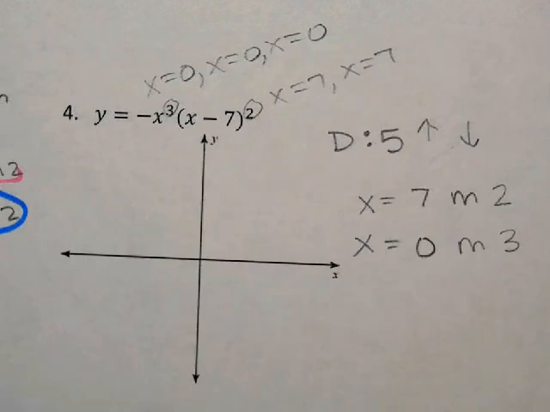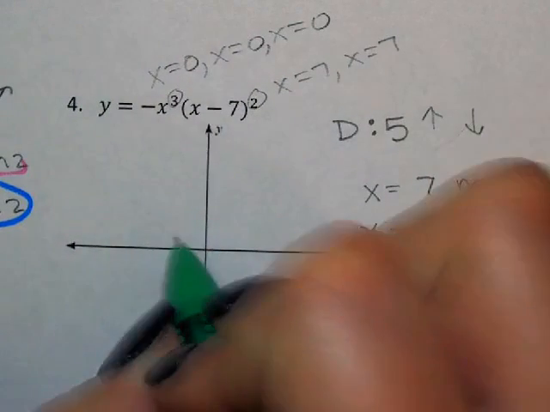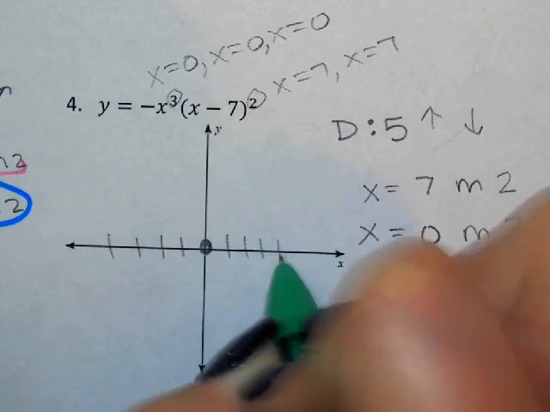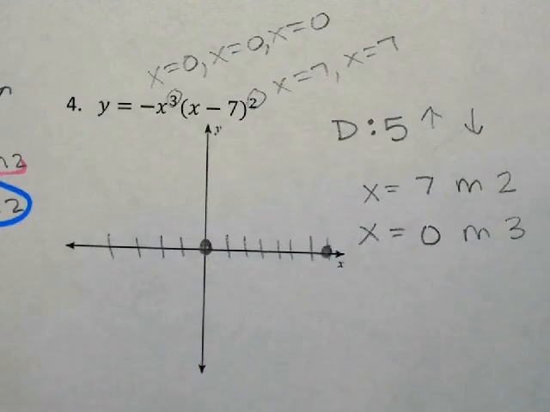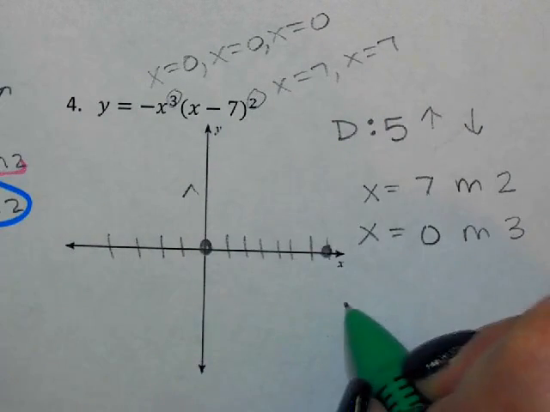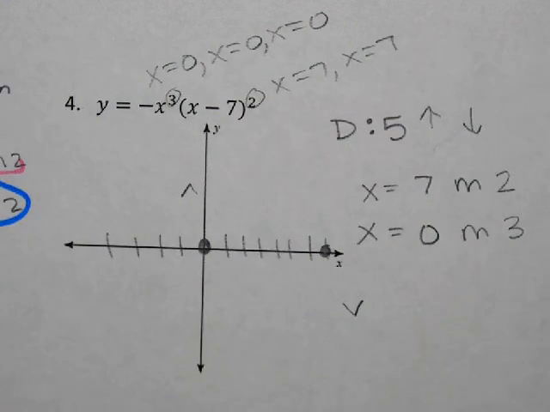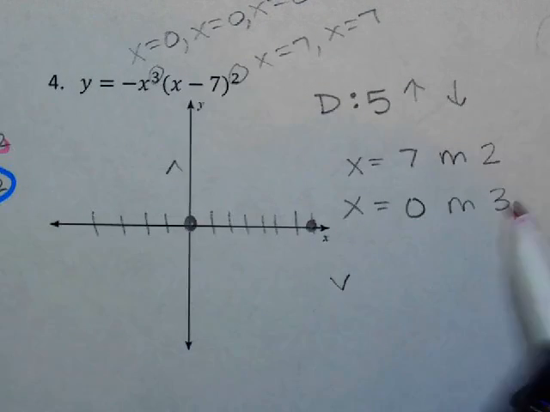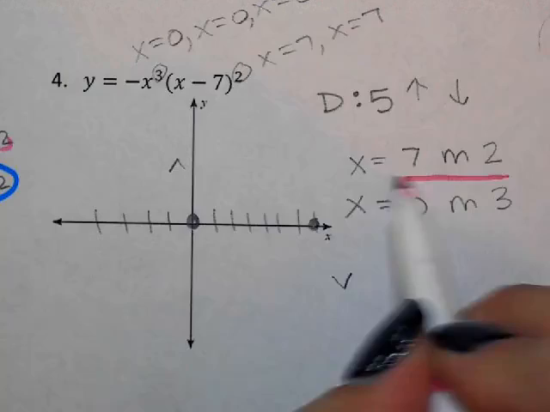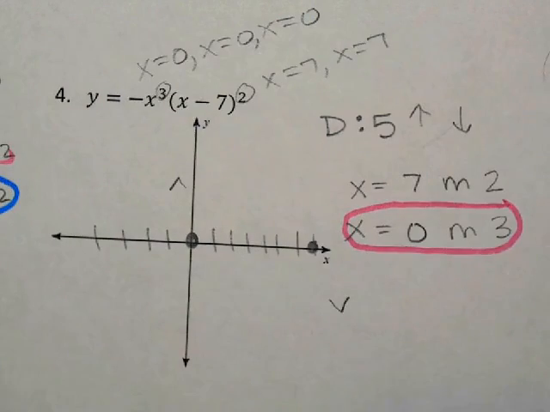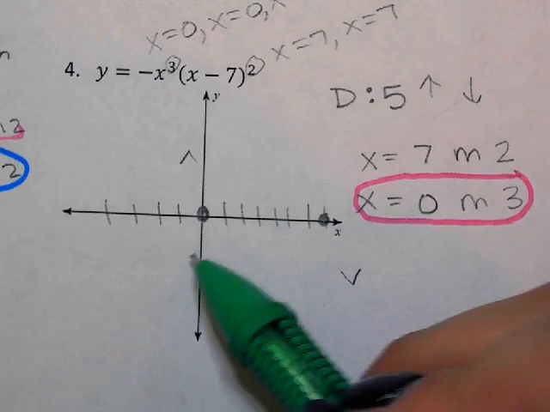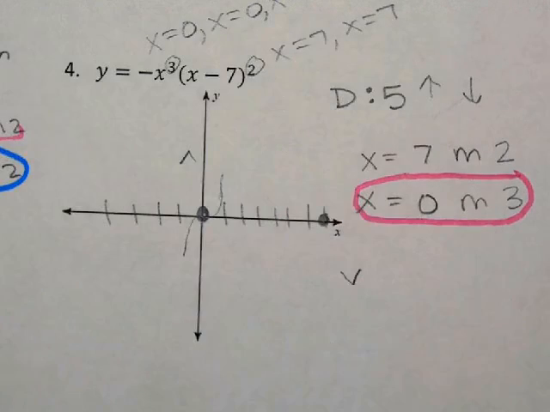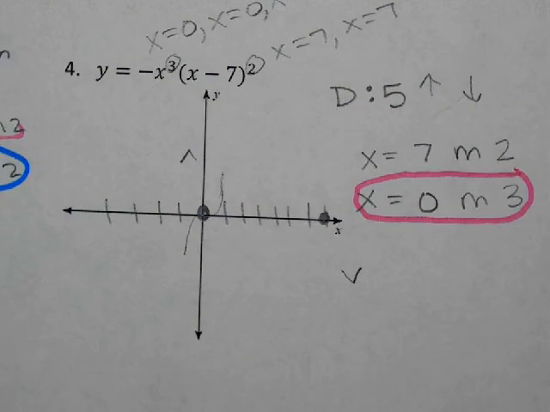X-intercept is 0, and then 1, 2, 3, 4, 5, 6, 7, all the way over here. I got an up arrow and a down arrow. Right? Now, multiplicity of 3 is what students have the hardest time drawing. So, we have two options. We go up, level off, go up. That's one option, okay? Or go down, level off, go down. Was it the first one or the second one?